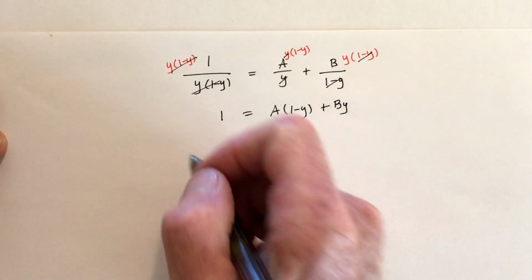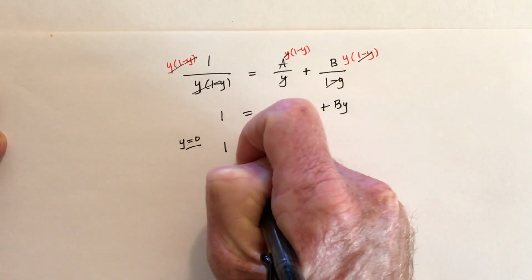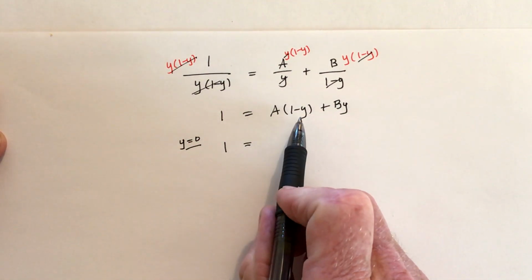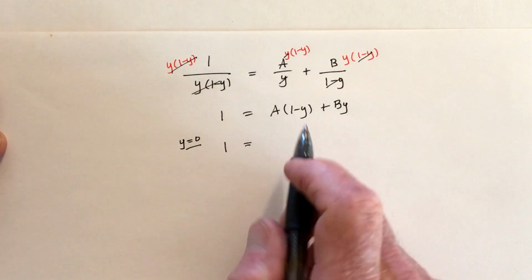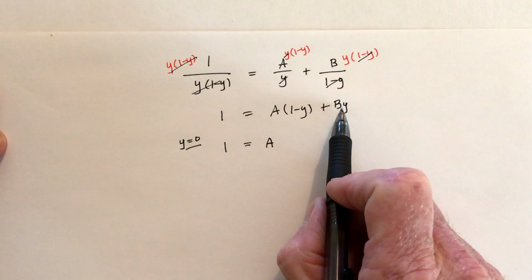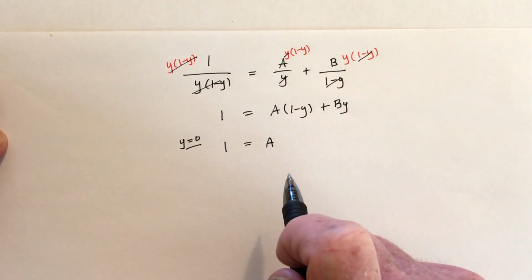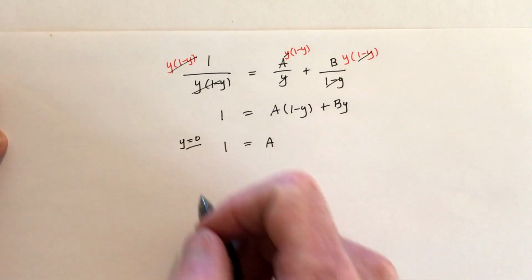And then we could pick numbers for y, like y equals 0 would be easy. That would leave 1 equals, and if y is 0, this is just a times 1. And this is going to go bye-bye because b times 0 will be 0. So that was good. a equals 1.